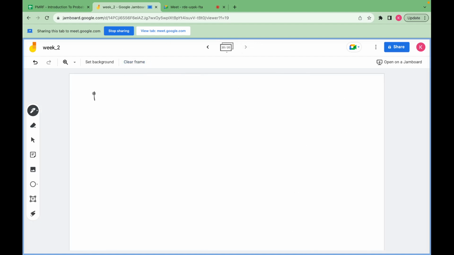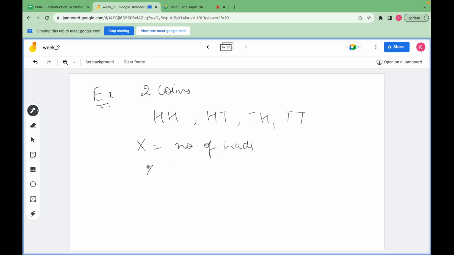So let's suppose there are 2 coins. Outcomes can be head-head, head-tail, tail-head, and tail-tail. Let x be the number of heads. Possibilities are x can be 0, 1, or 2. X will be 0 only when we get tail-tail. X is equal to 1 when we get head-tail or tail-head. X is equal to 2 when we get head-head. So what is the probability that we will get tails?